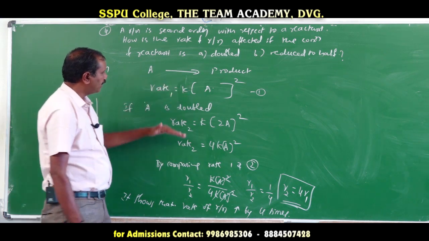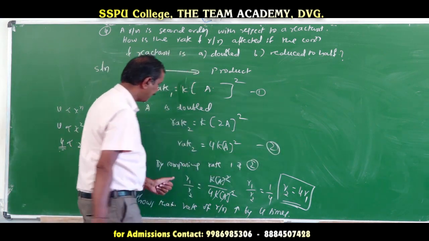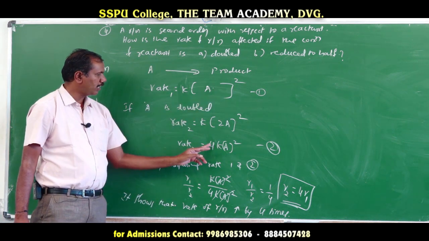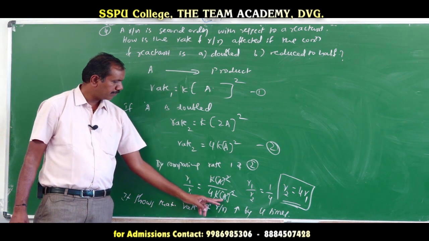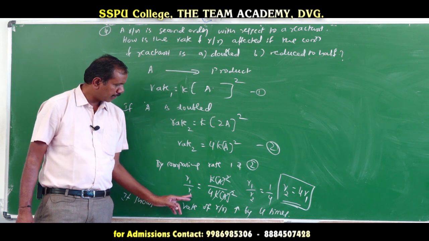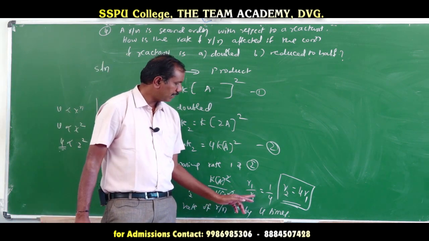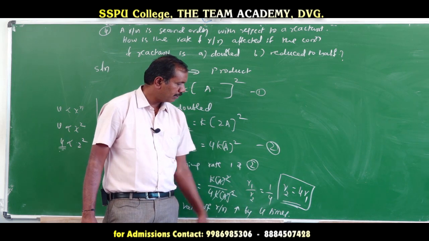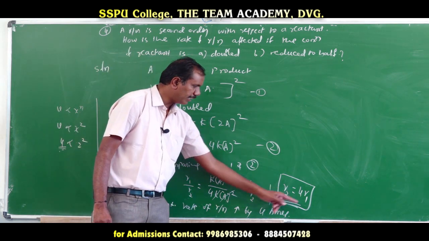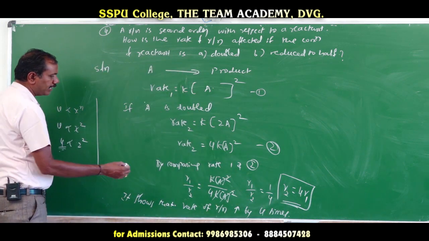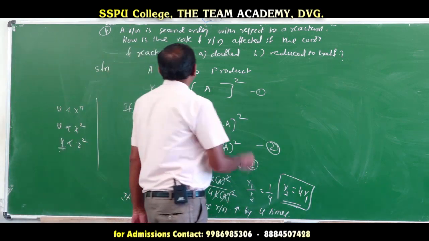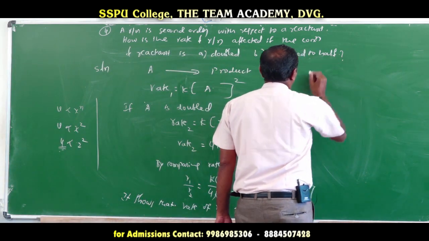By comparing equations 1 and 2, rate 1 by rate 2 equals K into A to the power of 2 divided by 4K A to the power of 2. K and A squared cancel, so rate 1 by rate 2 equals 1 by 4, which means rate 2 is equal to 4 into rate 1. So the second rate will be 4 times that of rate 1. When the concentration of A is doubled, the rate increases by 4 times. Then, next, B.